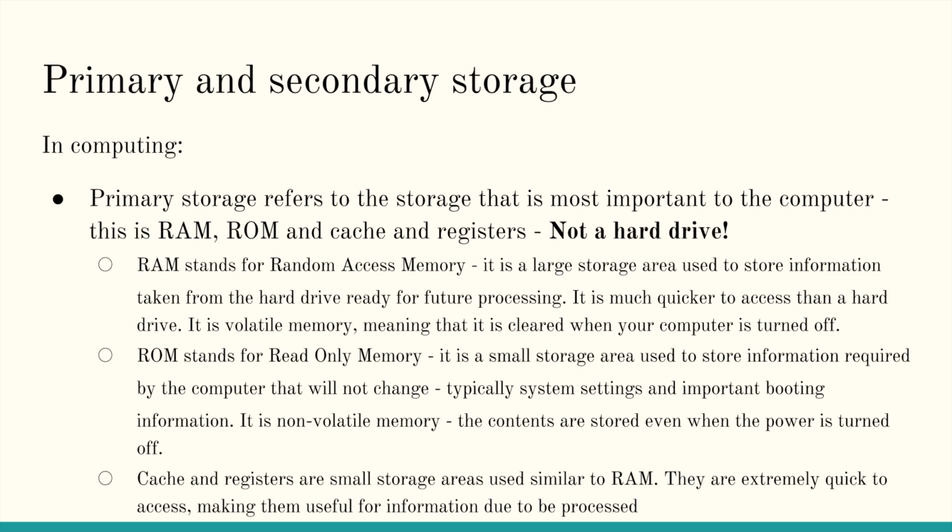So, RAM stands for random access memory, which is a large storage area used to store information taken from the hard drive ready for future processing. It is much quicker to access than a hard drive. It's volatile memory, meaning that it is cleared when your computer is turned off.